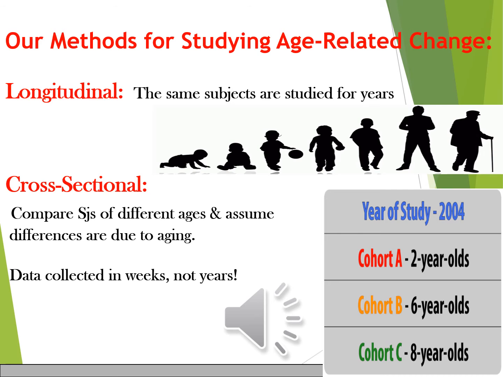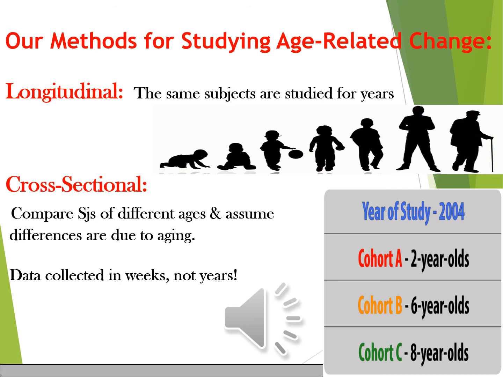In a cross-sectional study, we'll get a group of subjects of different ages and study them at the same time. So maybe the researchers, in a matter of a week or 2 or 3, might investigate their topics of interest in a group of 2-year-olds, 6-year-olds, and 8-year-olds. So instead of waiting 6 years, they can gather that data in weeks because they're viewing people of all those ages at the same time.